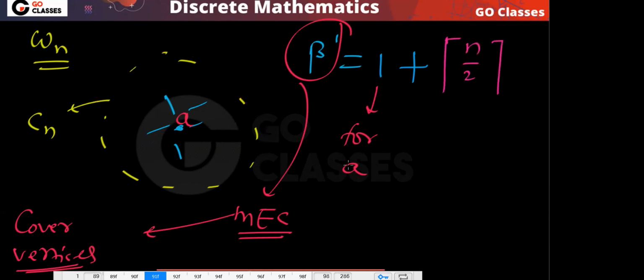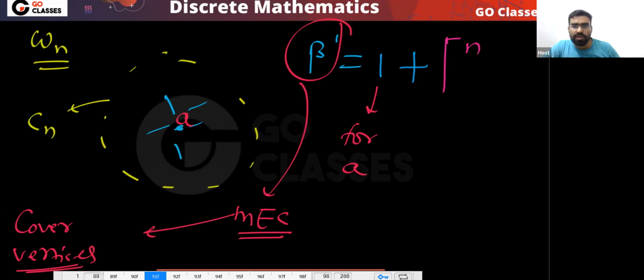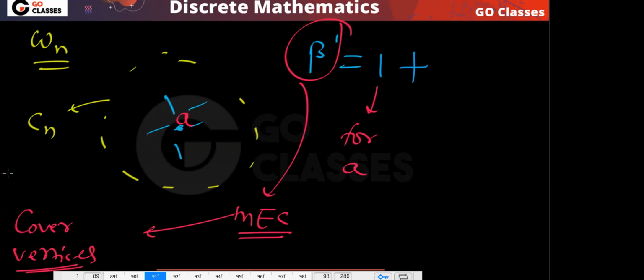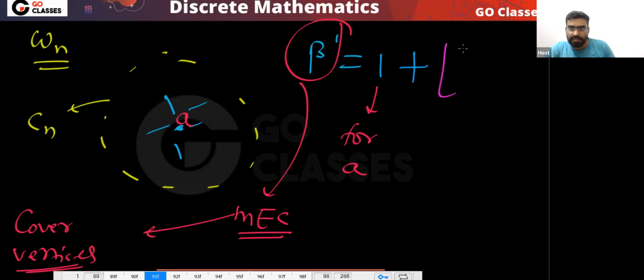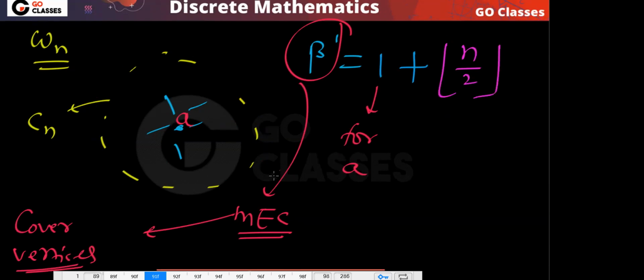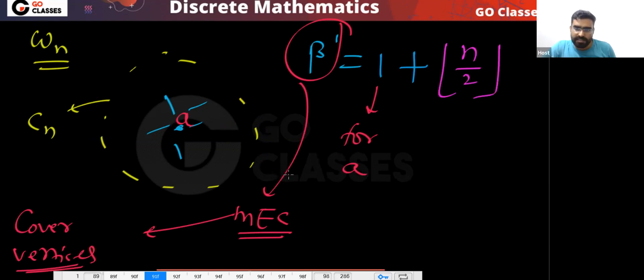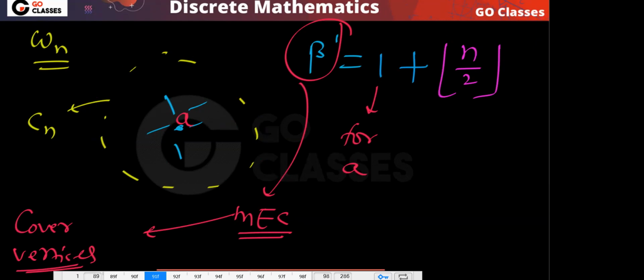No, no, floor. But how can you take floor? Sir, because if I'm dividing by 2, at the end I will be remaining with a single vertex. And that single vertex I can add with the central vertex, so that will reduce my edge cover. Yes, that's correct. So we can go with this approach; the answer is actually the same.